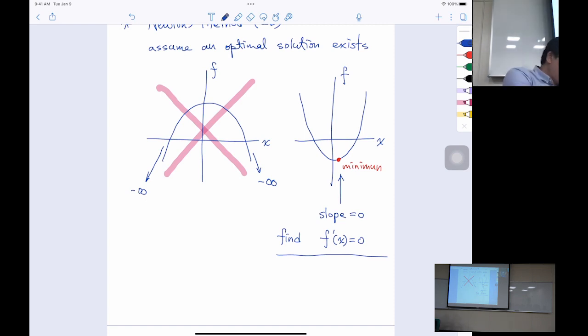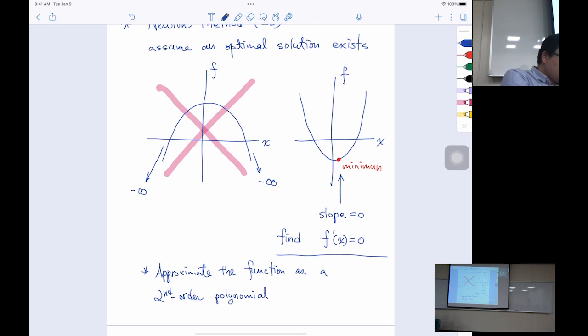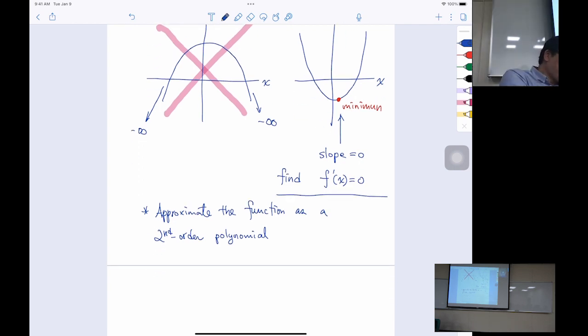So what we usually do first is to approximate the function as a second order polynomial. What's the method to do that? Something expansion? Anyone knows? Taylor's expansion, yes. So by Taylor's expansion.